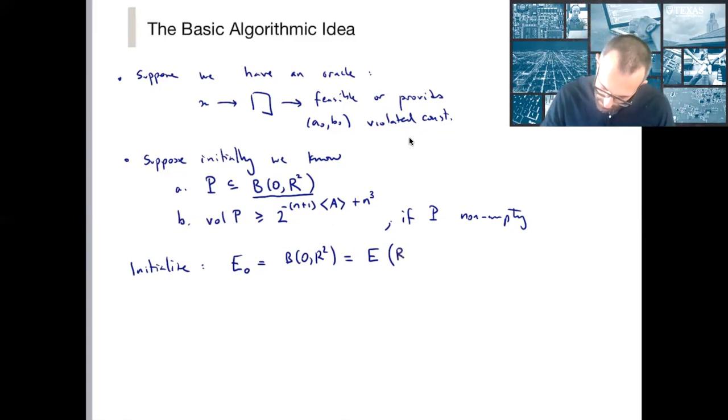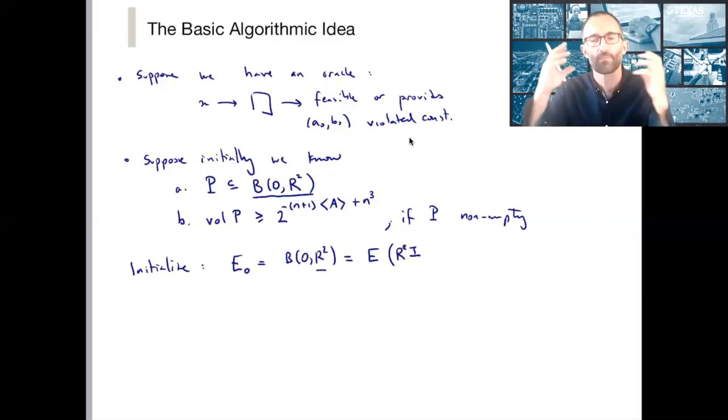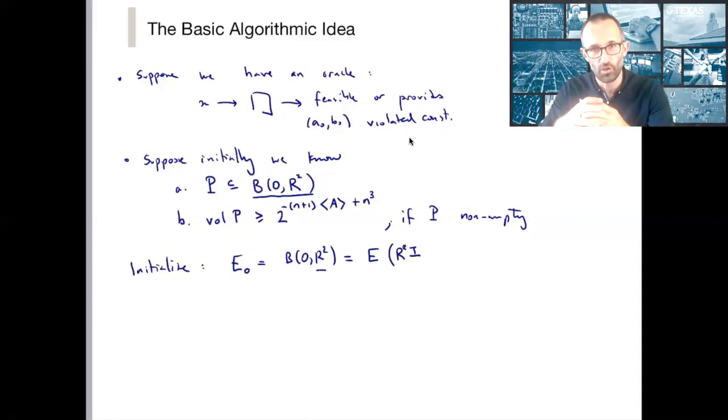So the unit ball, we get the ball of radius r squared by taking the unit ball and multiplying it by r squared. And it's again centered around the origin. So this notation, don't worry about it for the meantime.